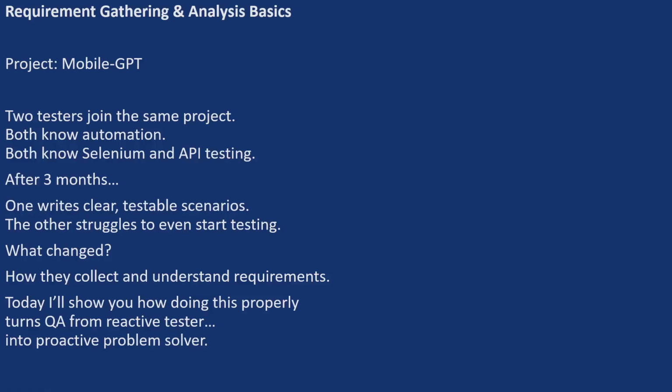So after 3 months, one writes clear, testable scenarios, and the other struggles to even start testing. So what changed? How they collect and understand requirements. Today I will show you how doing this properly turns QA from a reactive tester into a proactive problem solver. So what is actually requirement gathering and analysis?